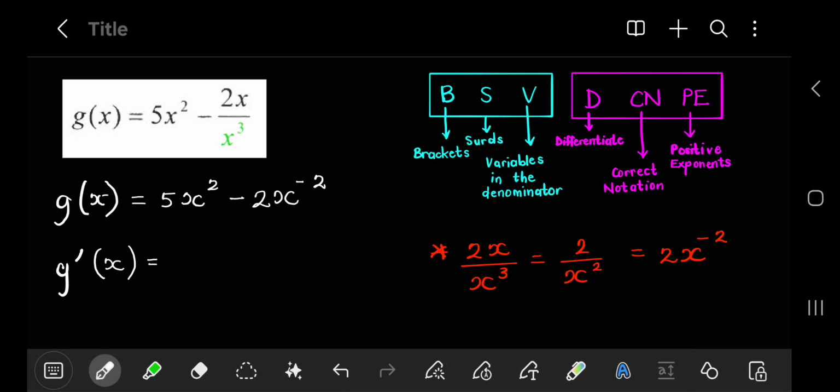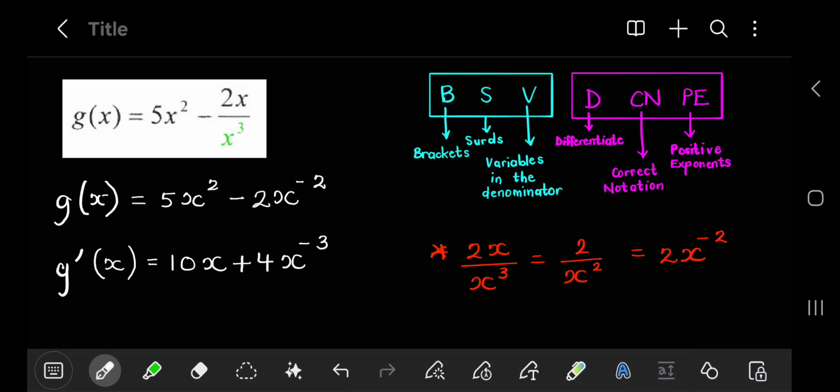Now to differentiate, we take the exponent, multiply with the coefficient. Here we have 2 times 5, which gives you 10, minus 1 from the exponent. 2 minus 1 is 1. So your first term becomes 10x. For the second term, let's take the exponent, multiply with the coefficient. Negative 2 times negative 2 gives you positive 4. Minus 1 from the exponent, negative 2 minus 1 gives you negative 3. So we have differentiated both terms.